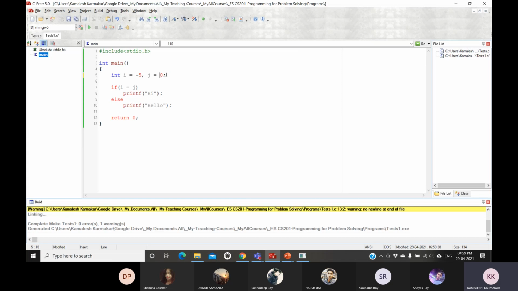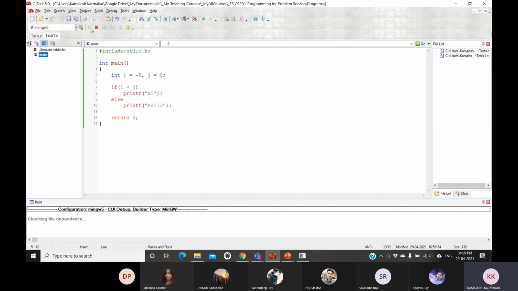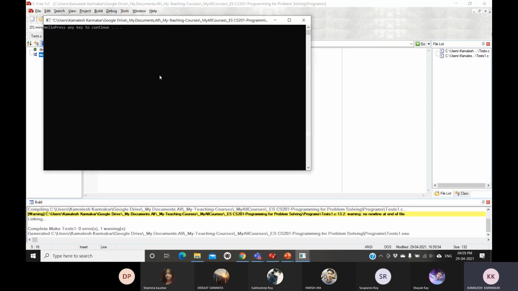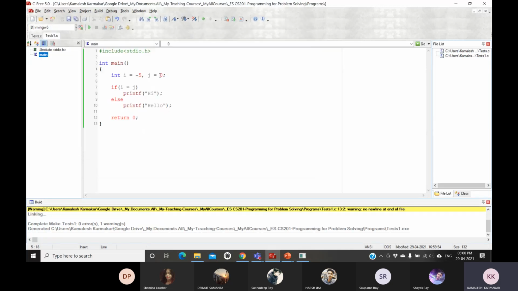Now if the value of j is 0, then 0 is being assigned to i, and in that case the condition is false. So now it will print hello.